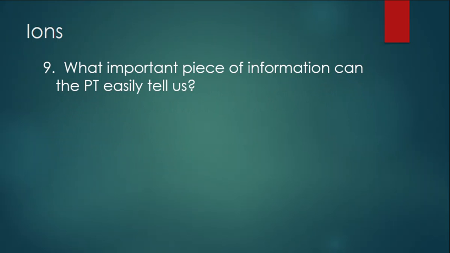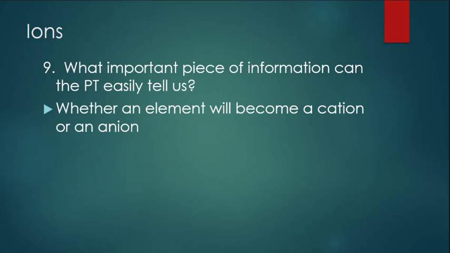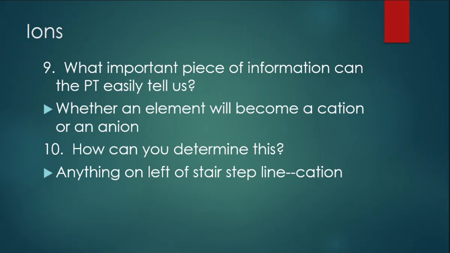All right. So, what important piece of information can the periodic table tell you easily? Whether an element will become a cation or an anion. That's the first thing that you can tell easily from the periodic table. How can you determine this? Notice that on the right side of the periodic table, there is what I like to call a zigzag line, what Ms. Whitaker likes to call a stair-step line. Do you see it on your periodic table? Go ahead and make it darker.